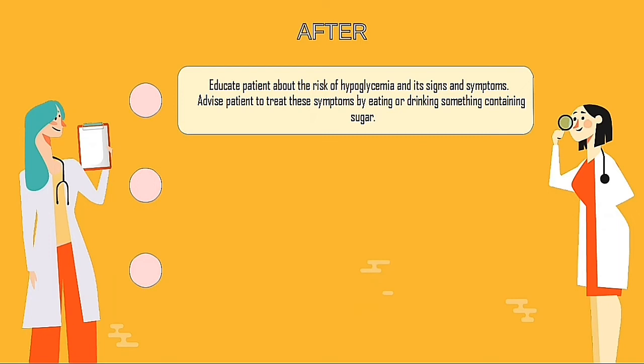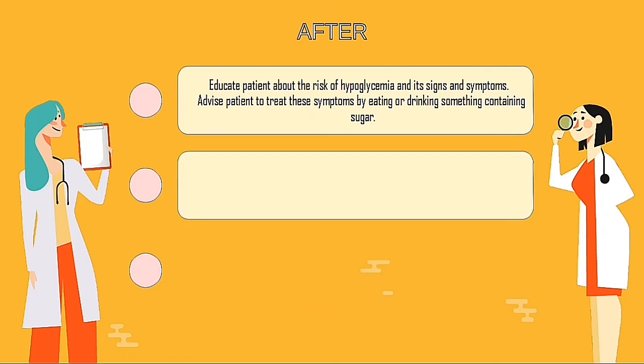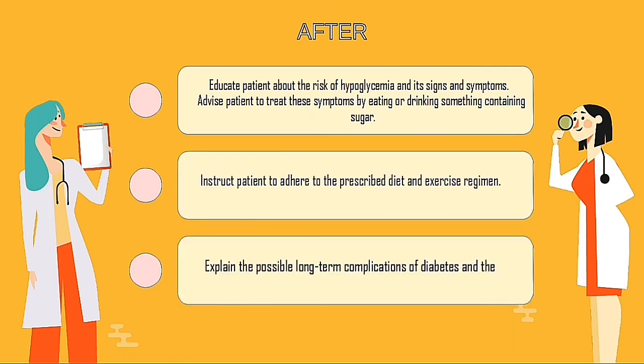After my administration, you nurses should educate patients about the risk of hypoglycemia and its signs and symptoms such as sweating, rapid pulse, trembling, confusion, headache, irritability, and nausea. You nurses should advise your patients to treat these symptoms by eating or drinking something containing sugar. The nurse should instruct the patient to adhere to the prescribed diet and exercise regimen and explain the possible long-term complications of diabetes and the importance of regular preventive therapy.